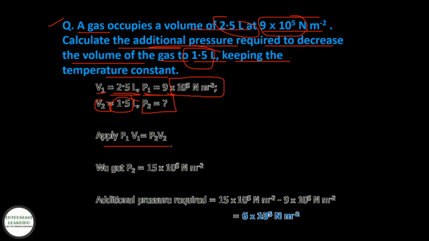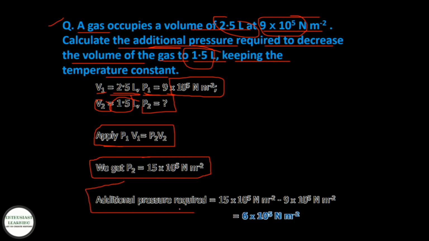So applying Boyle's law, which is P1 V1 is equal to P2 V2, we get that P2 is equal to 15 into 10 raised to power 5 Newton per meter square. So the additional pressure would be 15 into 10 raised to power 5 minus 9 into 10 raised to power 5, which would be 6 into 10 raised to power 5 Newton per meter square.